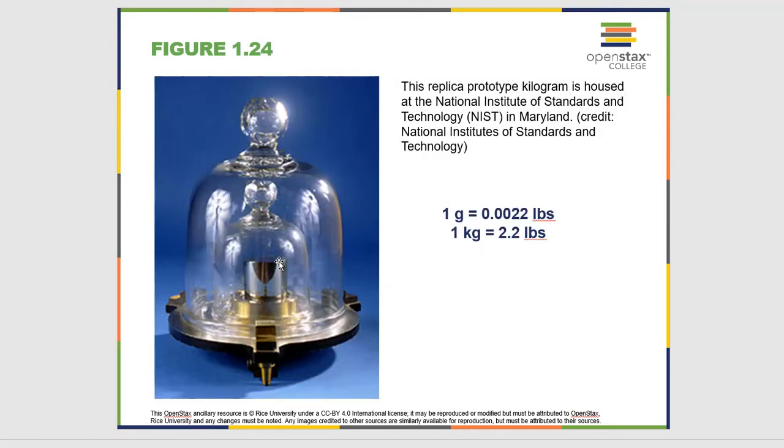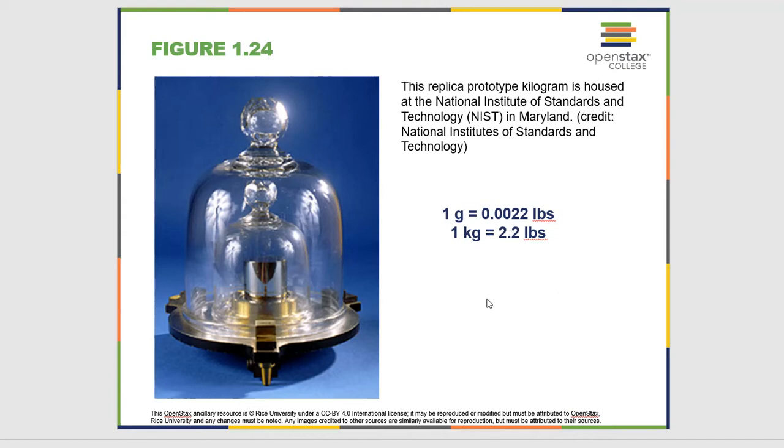Another unit we care about is mass. And a standard unit of mass in the metric system is a gram. A gram is approximately the mass of a paperclip. Here is the National Institute of Standards and Technology, the 1 kilogram mass. So this is exactly 1 kilogram. Mass is essentially how much matter is in something. To give you a perspective with the English system, 1 gram is 0.0022 pounds, and a kilogram is about 2.2 pounds. So this gives you a little bit of perspective of the unit of mass.